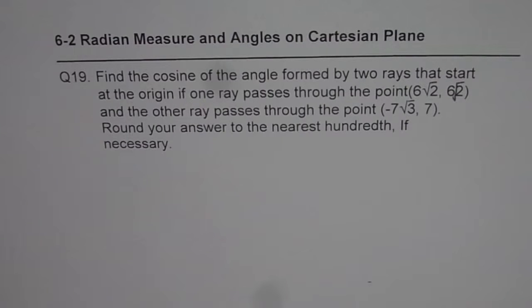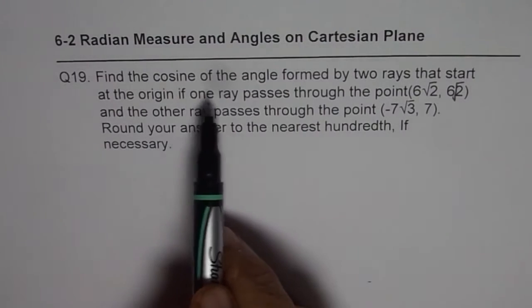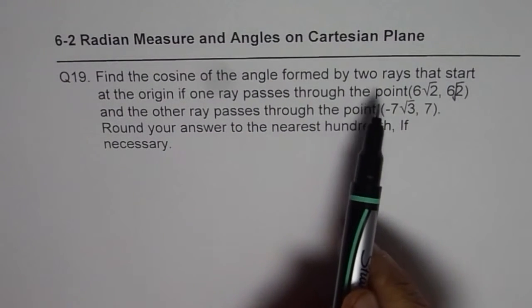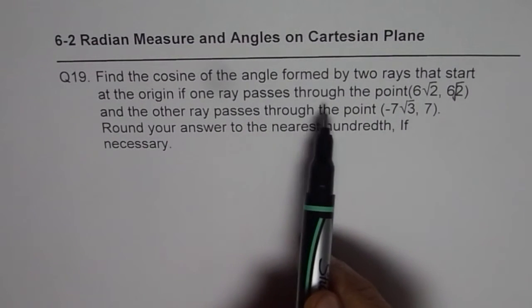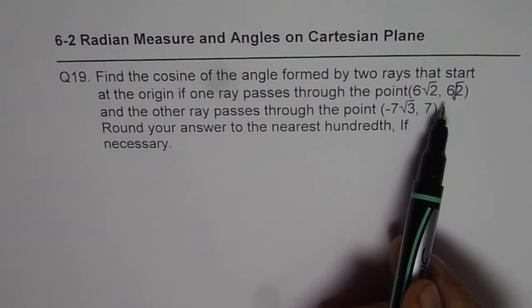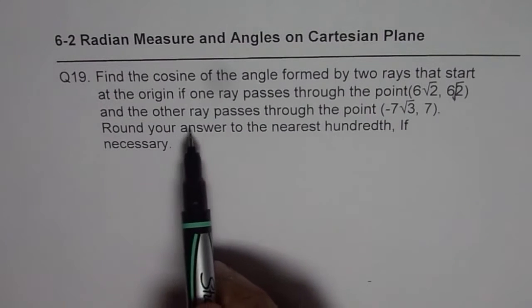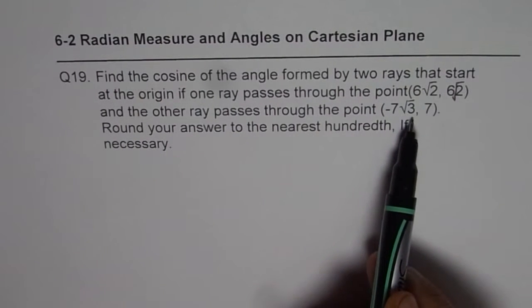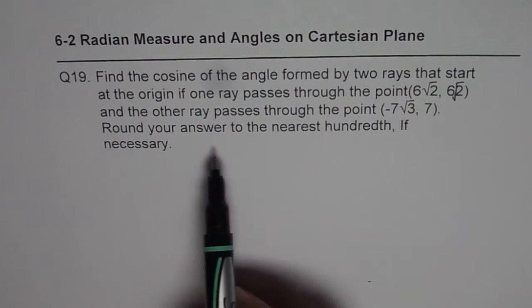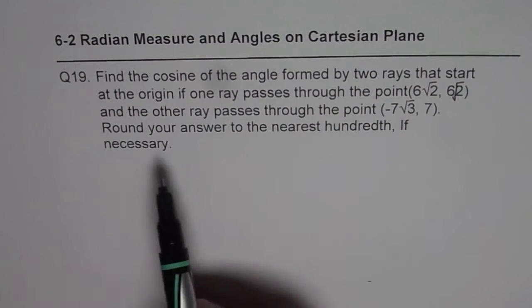6.2 Radian measure and angles on Cartesian plane. Find the cosine of the angle formed by two rays that start at origin. If one ray passes through the point 6 square root 2, 6 square root 2, and the other ray passes through the point minus 7 square root 3, 7, round your answer to nearest hundredth if necessary.